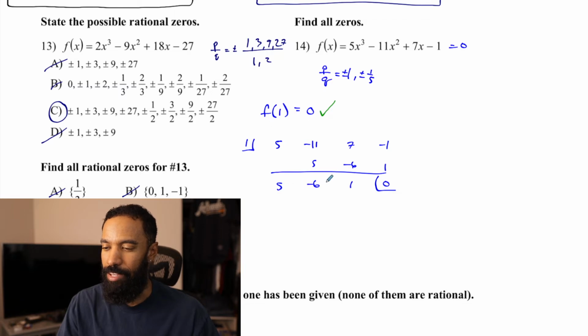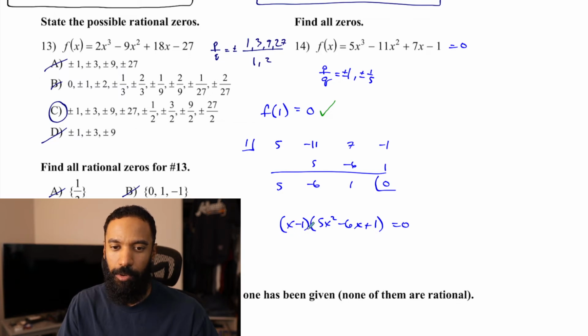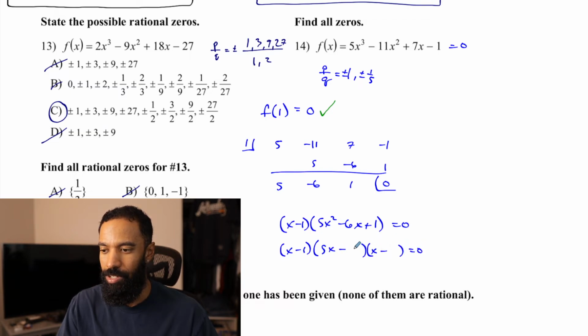And then we get 5x squared minus 6x plus 1. So now we have x minus 1 factored out, and we get 5x squared minus 6x plus 1 set equal to 0. We know that would be one of our zeros there, but let's see if this can keep factoring. 5x and x, and there's only one thing we're really testing: minus 1 and minus 1. Does it work? Minus 5 minus 1 is minus 6.